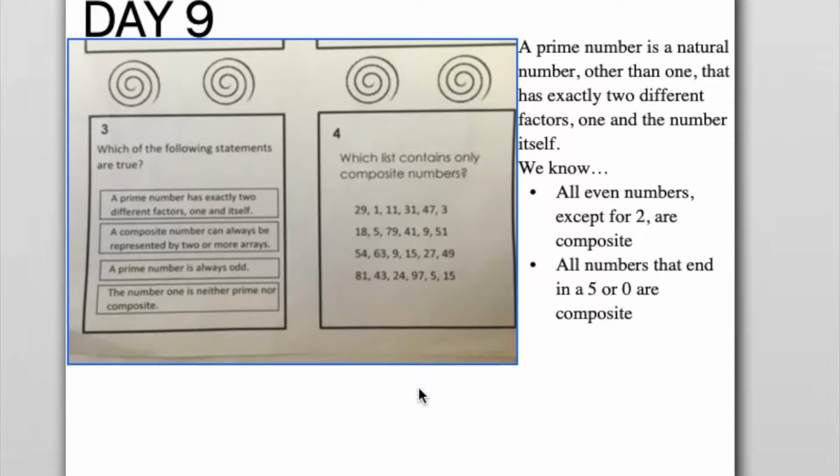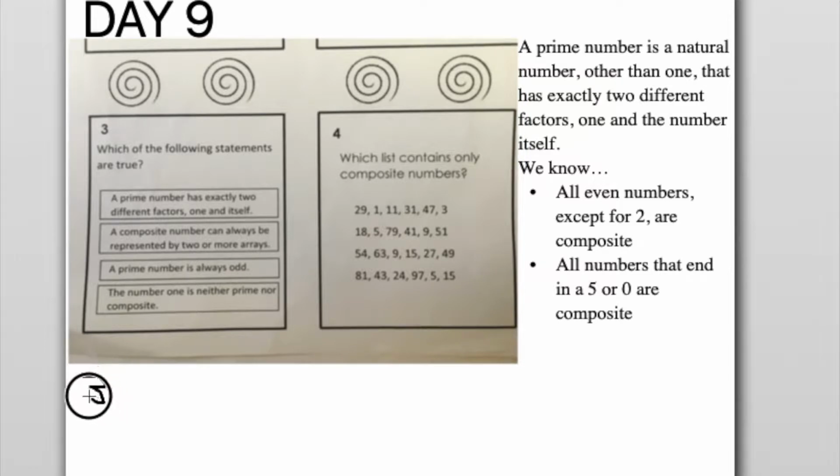Day 9, question 4. Which list contains only composite numbers? Well, let's just start with our first list. We've got 29, 1, 11, 31, 47, and 3. Well, just off the bat, I know that 3 and 11 are definitely prime. If I go back through, I find out that actually most of these are prime numbers as well. But I absolutely know that to get to 3, there are only 2 factors. There are 1 times 3. So that list is immediately out.